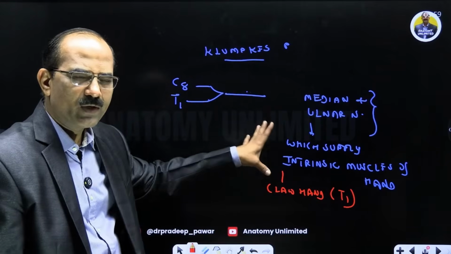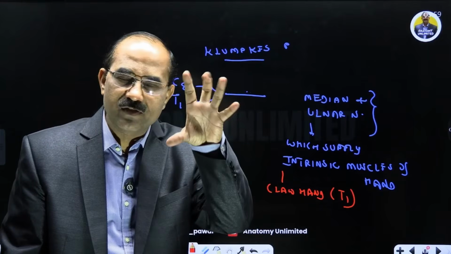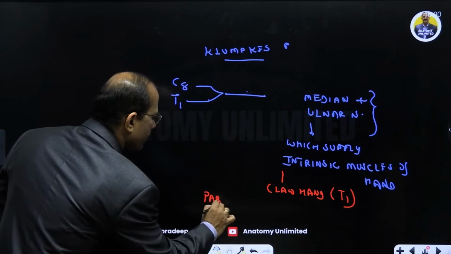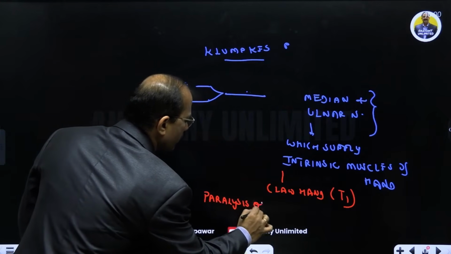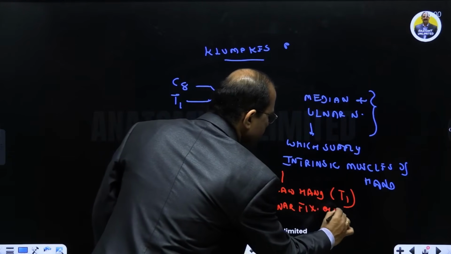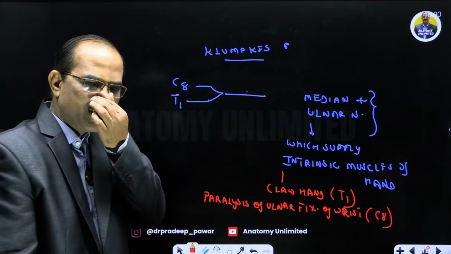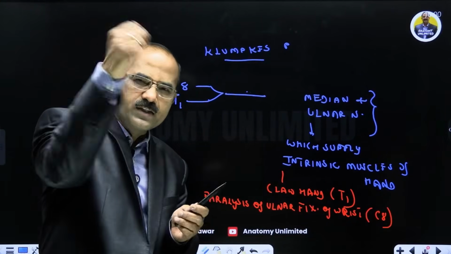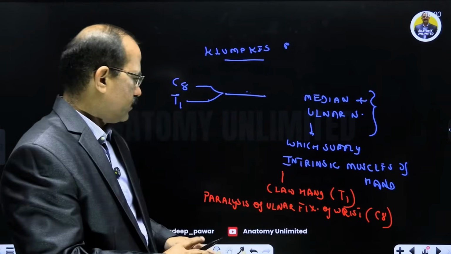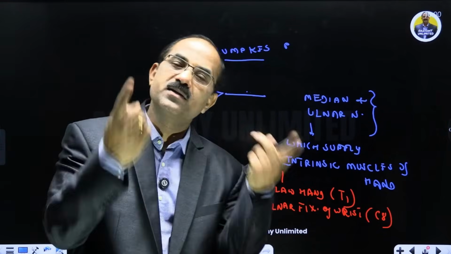So C8 and T1: T1 mainly supplies the intrinsic muscles of the hand. C8 supplies the ulnar flexors of the wrist, and its paralysis affects them. What does C8 supply? Ulnar flexors of the wrist. Which muscle is that? Flexor carpi ulnaris, which flexes the wrist joint. That is supplied by C8.